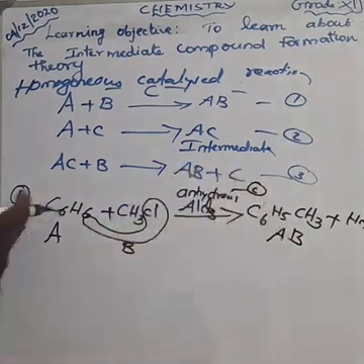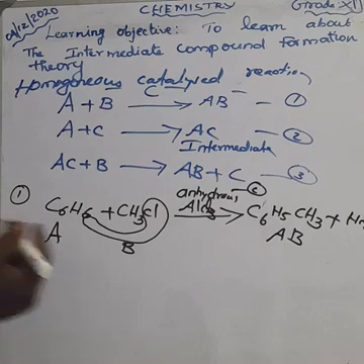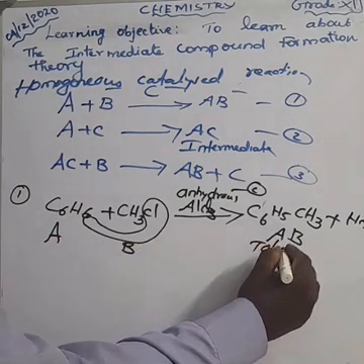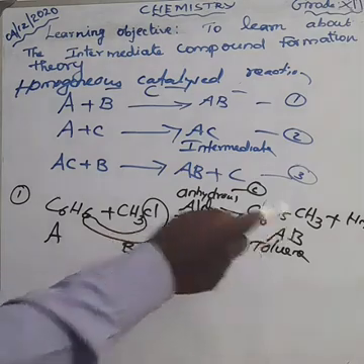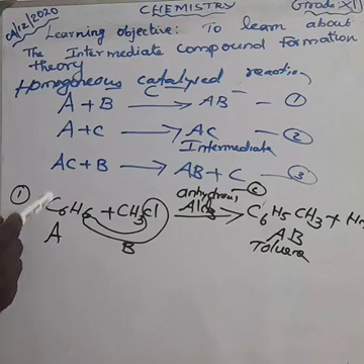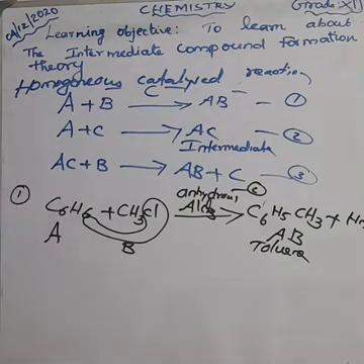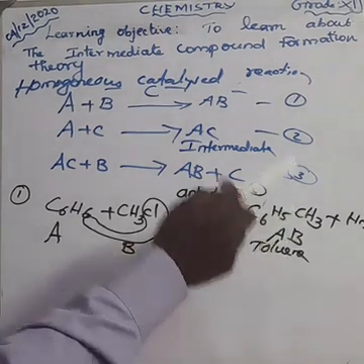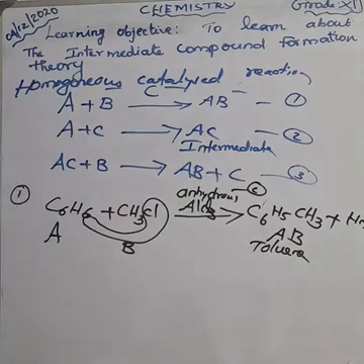What is A? Benzene. What is B? Methyl chloride. And what is AB? That is toluene, T-O-L-U-E-N-E. Clear? So A reacts with B to form AB in the presence of C. C is the catalyst, reactant A is benzene, reactant B is methyl chloride, the product AB is toluene, and the catalyst is anhydrous aluminum chloride.